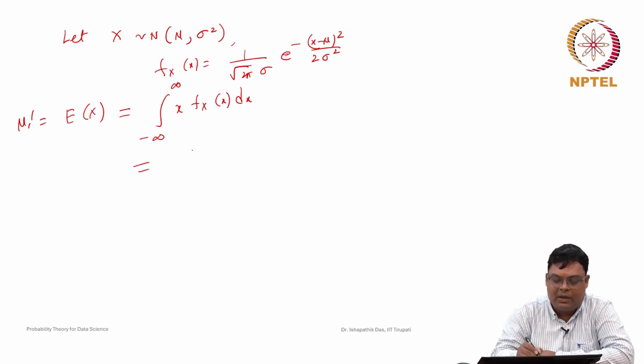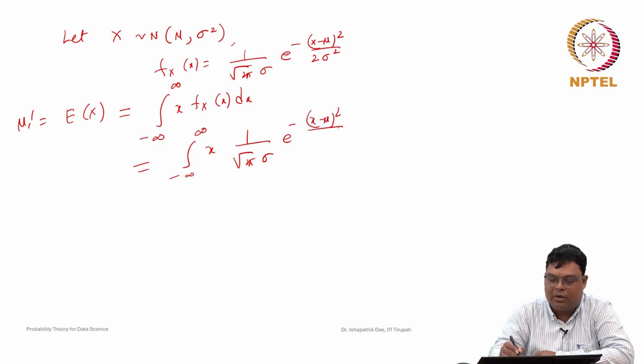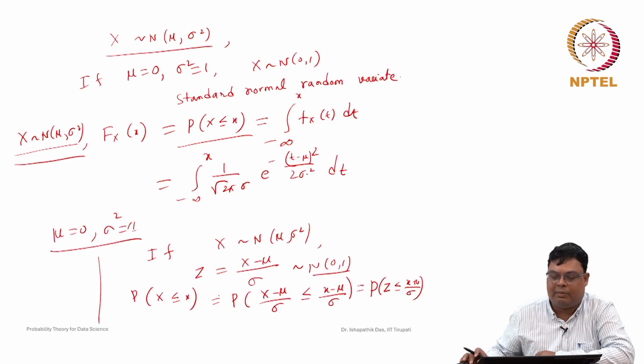So, this is nothing but integration from minus infinity to plus infinity of x f_X(x), which is equal to x times 1 by root 2 pi sigma e to the power of minus (x minus mu) whole square by 2 sigma square dx. So, now we have to do this integration. First we will take a similar type of transformation here.